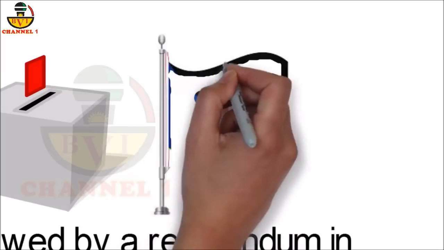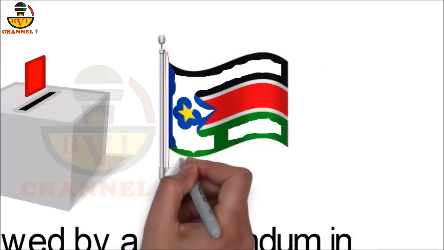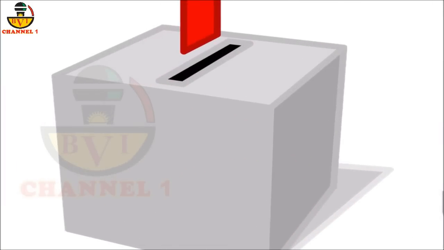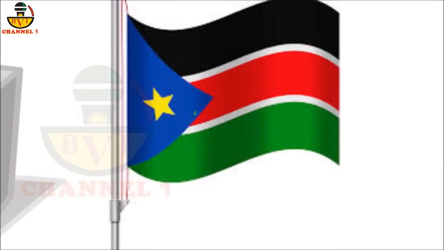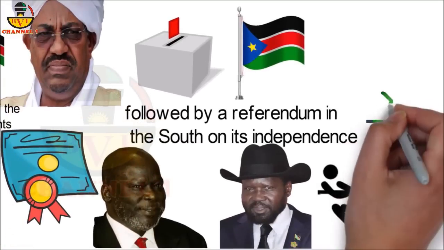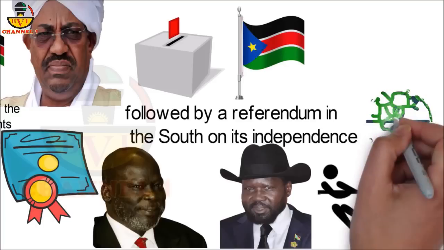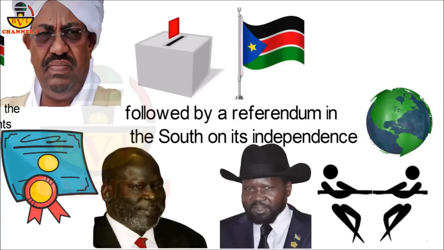Finally, on the 9th of January 2011, South Sudanese came out en masse to vote in a referendum on their independence. More than 99% of them voted in favor of secession from northern Sudan. With the votes, many South Sudanese began returning to their homes ahead of the independence. South Sudan officially became an independent state on the 9th of July 2011, making it the newest country in the world at that time.